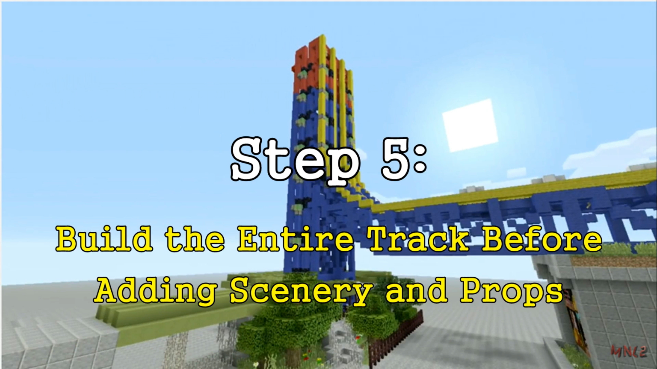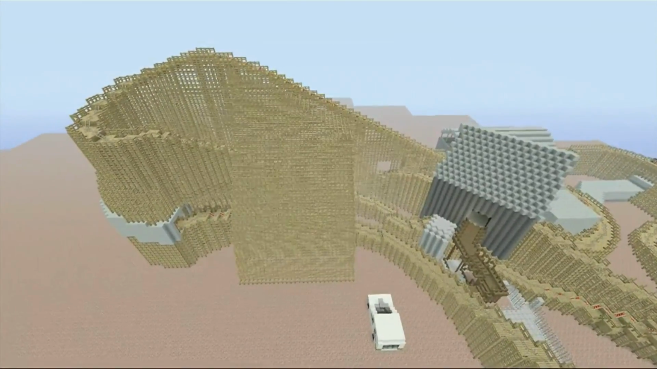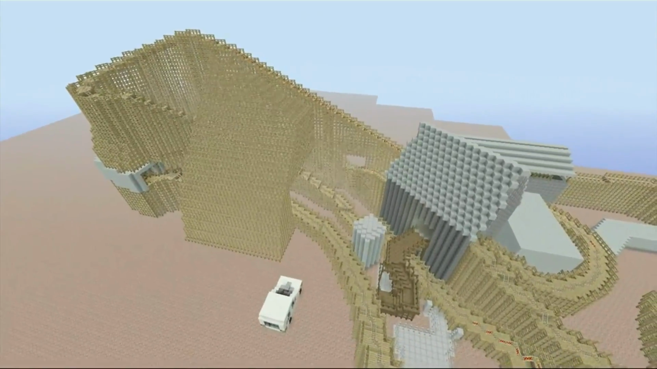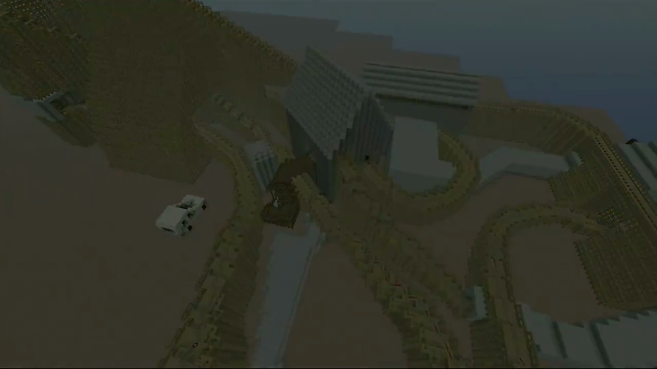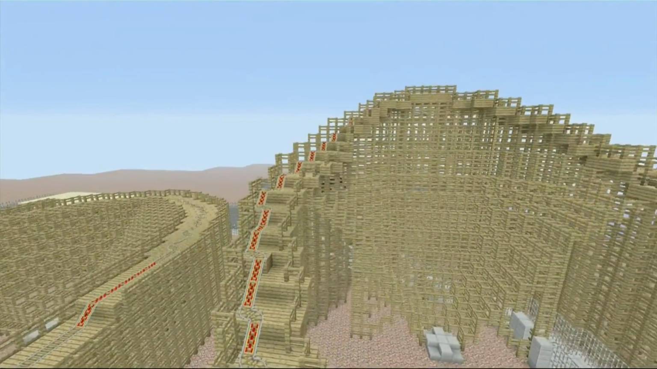Step 5. Build the entire track first and then add scenery and props. When making a recreation, you definitely want the props, scenery, queue, etc. to be dependent on the coaster itself. It is important to make sure that the coaster is completely independent and does not rely on its surroundings for accuracy. Instead, you want its surroundings to rely on the coaster for accuracy.